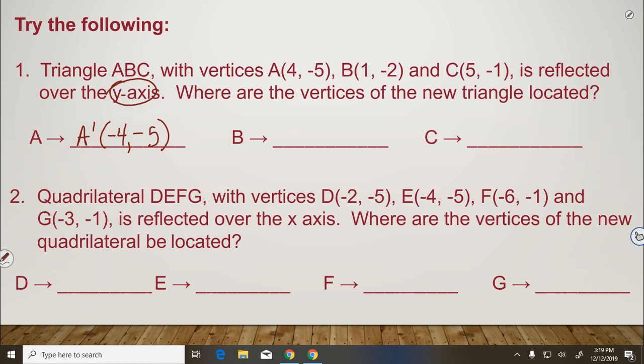Same thing for B. B is going to become B prime, and I'm only changing the sign of the x, so it's going to be (-1, -2). You're going to do C on your own.